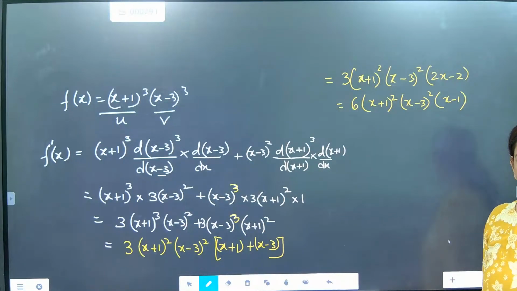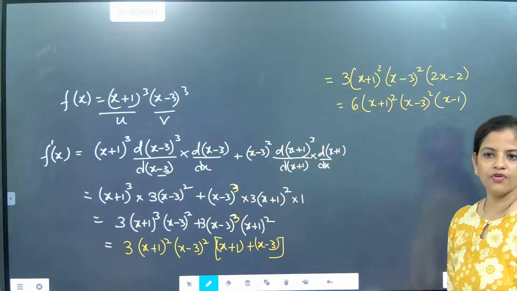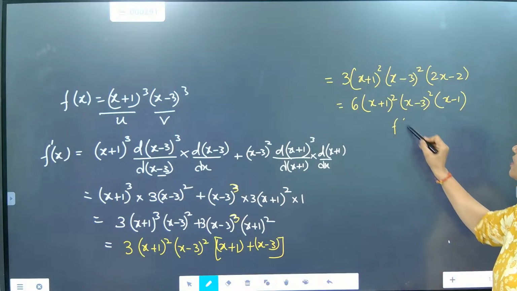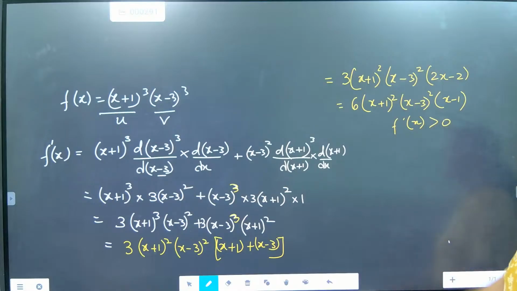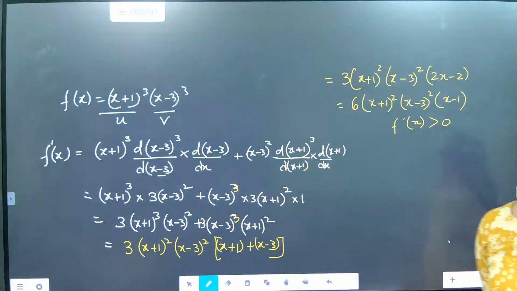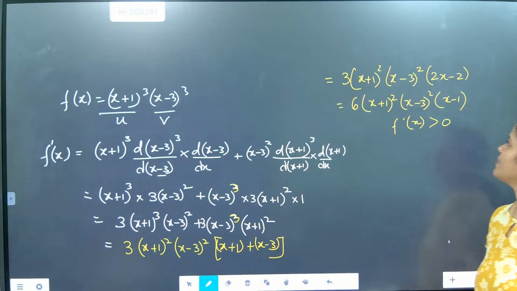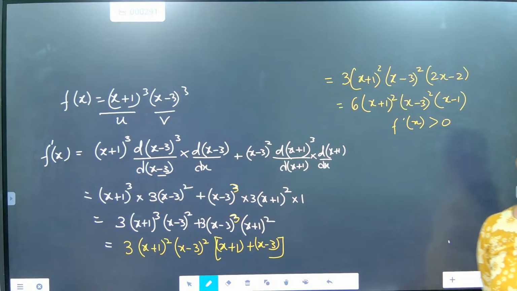Now, beta, this is coming. Now Jayashree, 6 is for increasing function. What part will be there, beta? f dash x will be greater than 0. Come on, note down f dash x is greater than 0. So (x minus 3) whole square, (x plus 1) whole square. This interval is coming. Okay, beta?